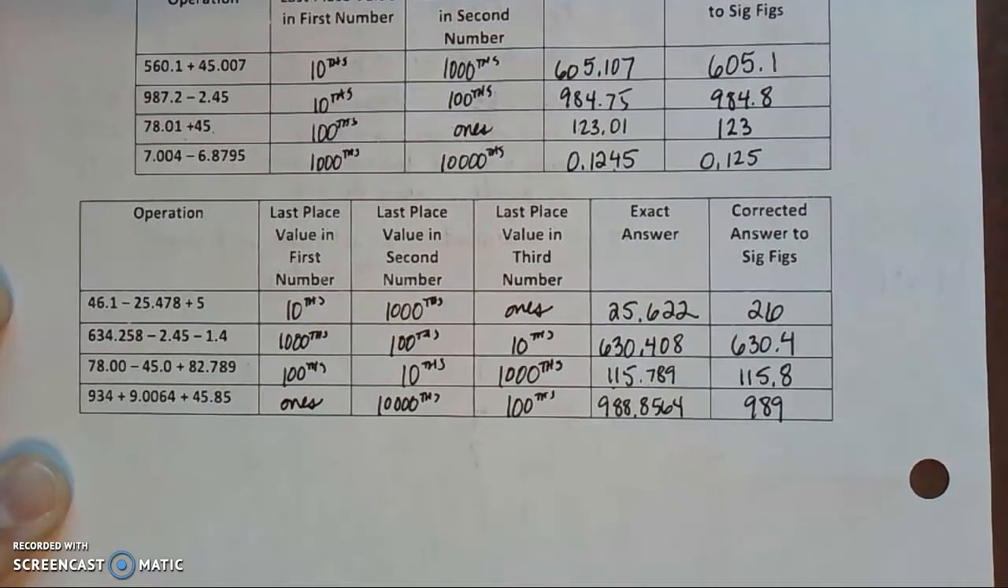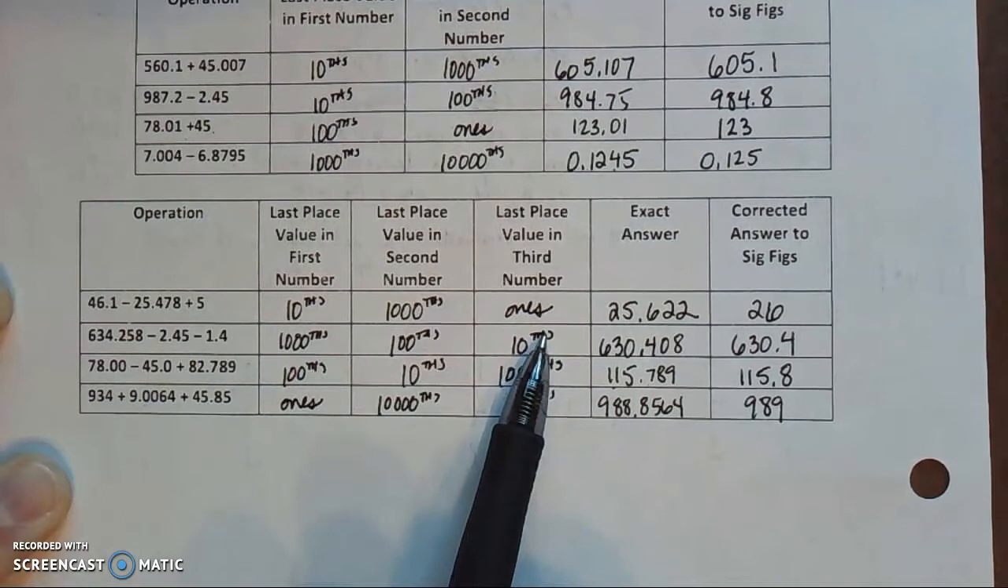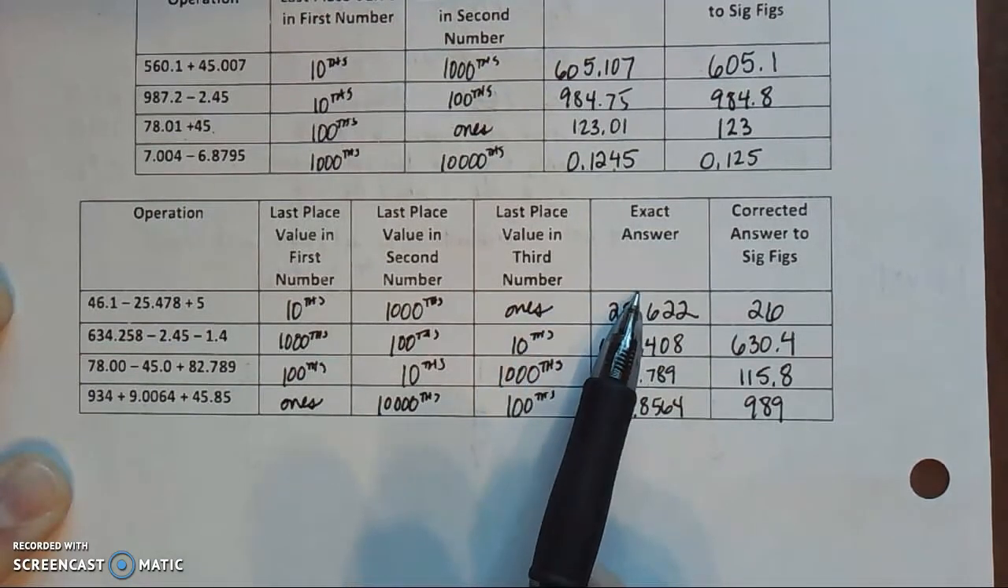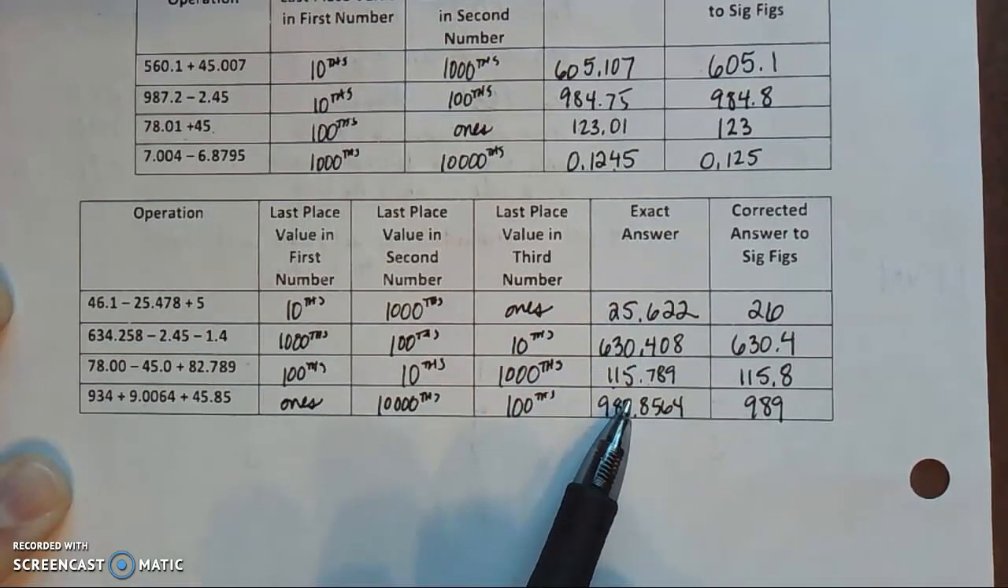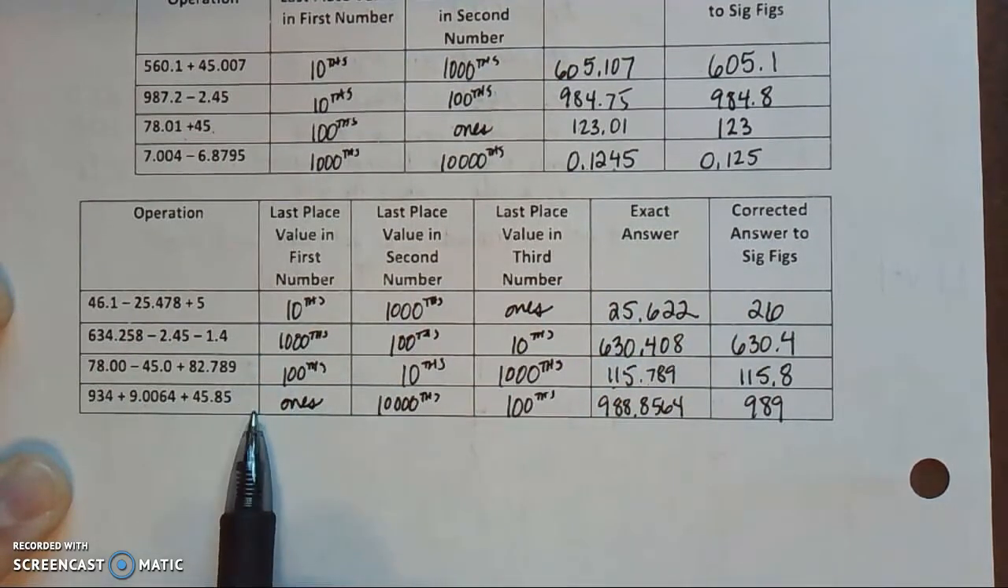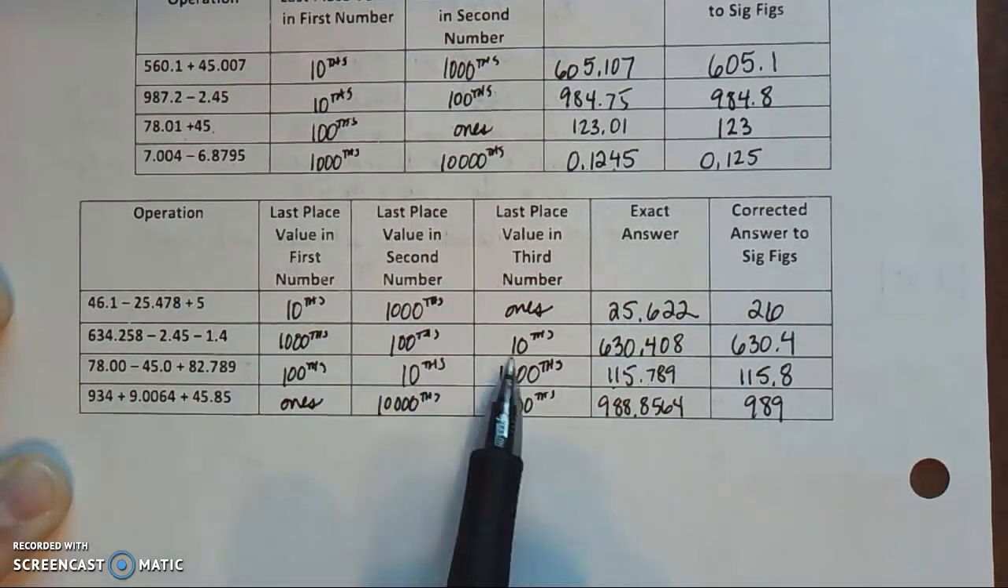Now, when you do these problems on worksheets, you do not have to do this. I would recommend writing down your exact answer and then rounding it to the least number of places. This is just to show you how this works.